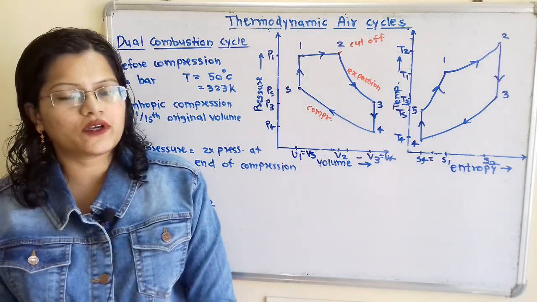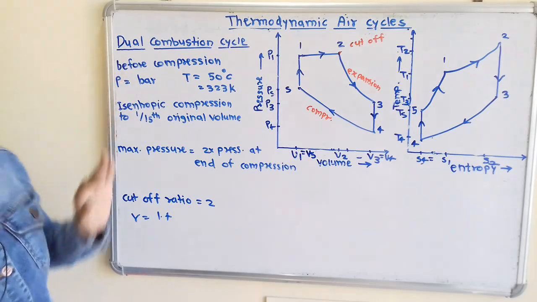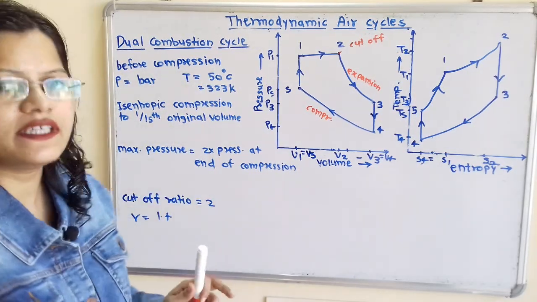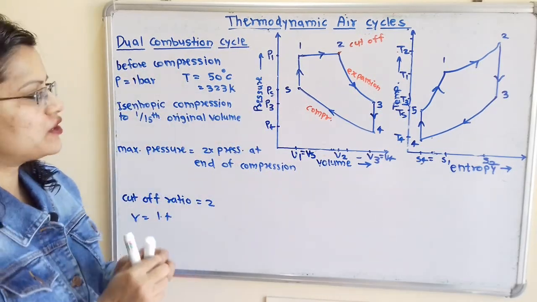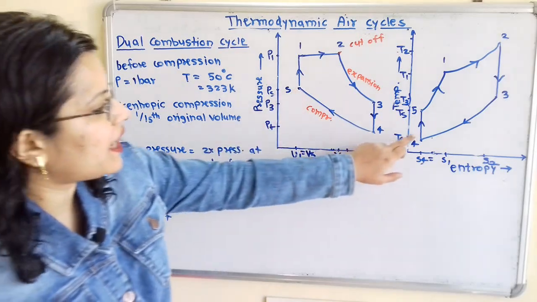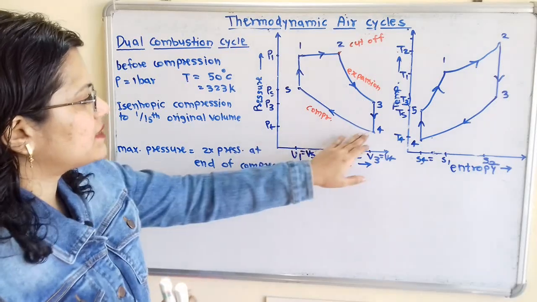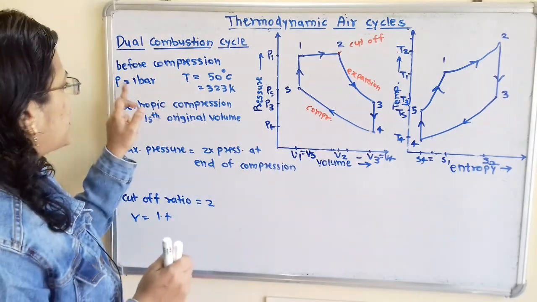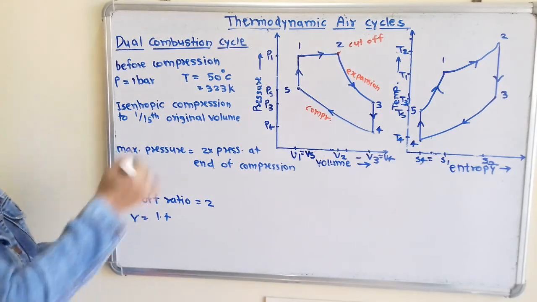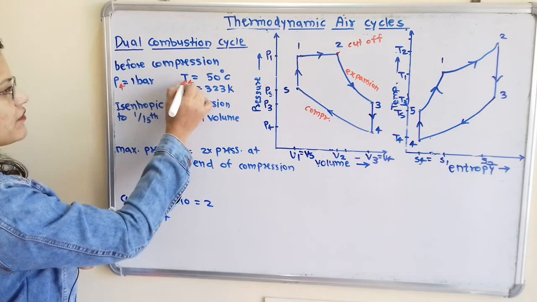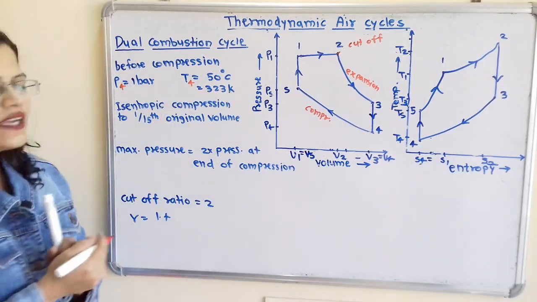Let us understand what is the given data. It is given that before compression pressure is 1 bar and temperature is 50 degrees Celsius. Now we will observe this diagram. Where is the compression process? So process 4 to 5 is the isentropic compression process. So before compression, that means we can say that at point 4 pressure is given and temperature is given. So we will say here P4 is equal to 1 bar and T4 is equal to 50 degrees Celsius, and we have to convert it into Kelvin, that is 323 Kelvin.